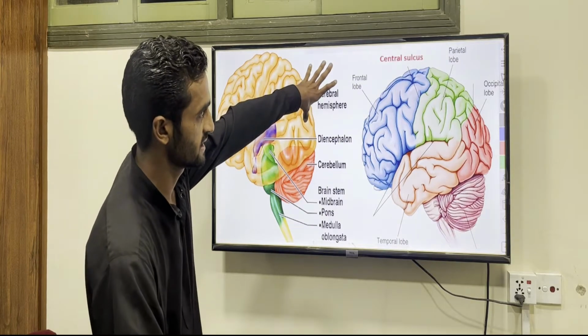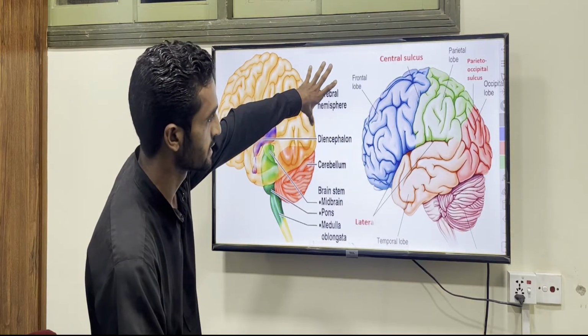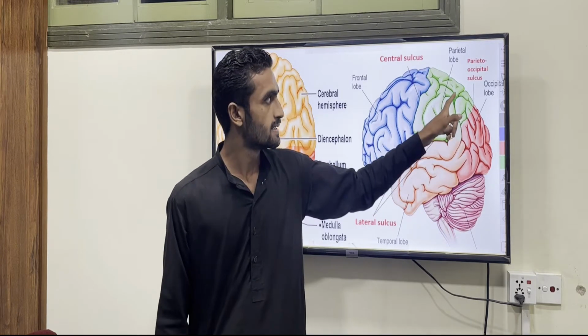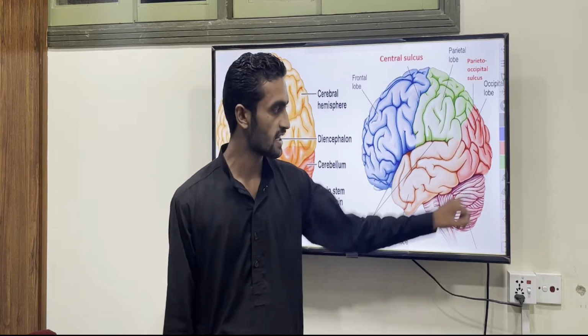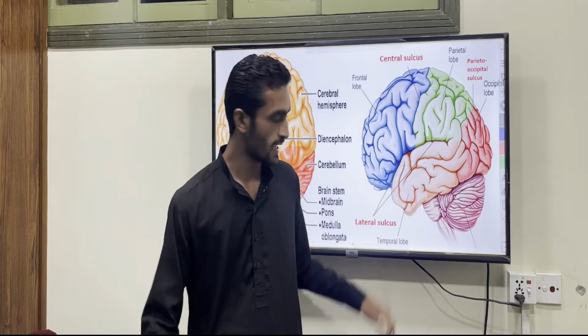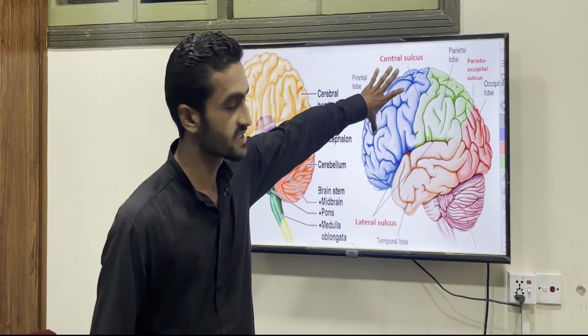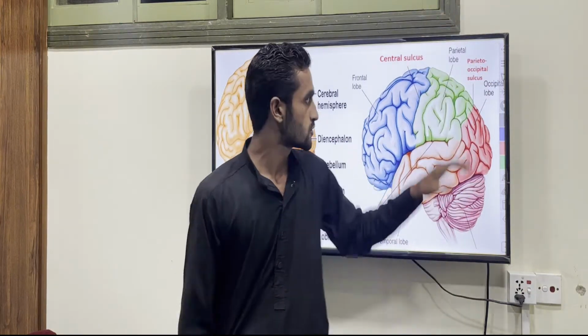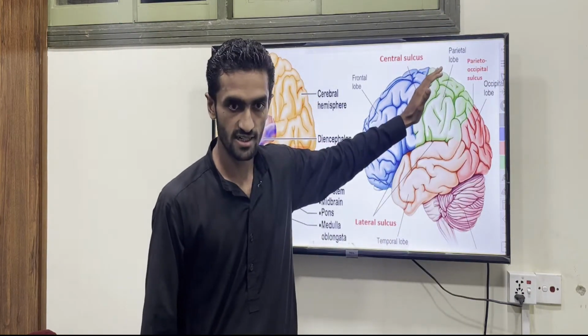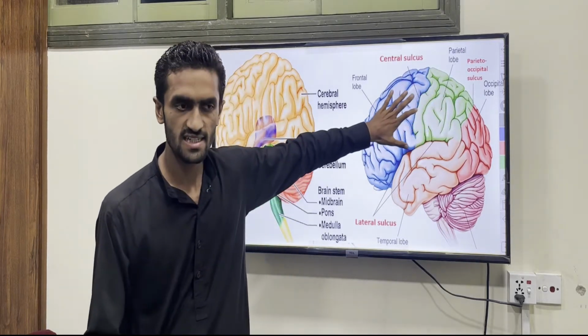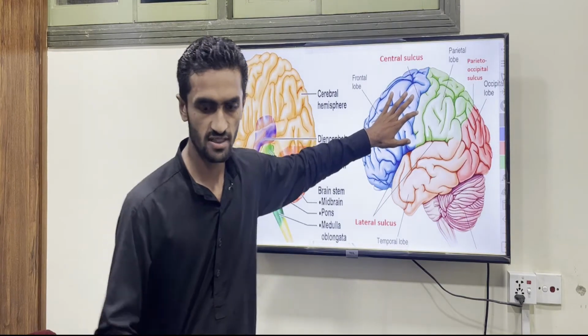Frontal lobe, central sulcus, parietal lobe. The frontal lobe is concerned with motor function, the parietal with sensory, the occipital with vision, and the temporal is mainly hearing and speech area. The depressions are sulci and the bulgings are gyri. This is the central sulcus, which separates the parietal and the frontal. Our concern is sensory and motor, so our main concern is this central sulcus.